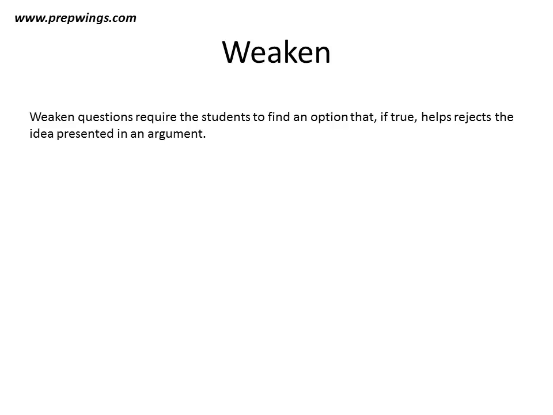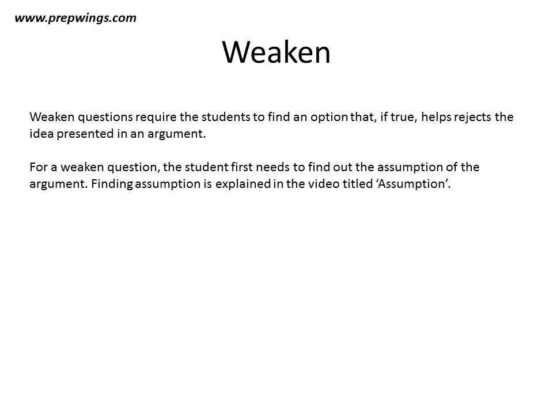Okay, in this video we'll cover the weaken question. In a weaken question, a student needs to find an option that, if true, helps reject the idea presented in an argument. So for a weaken question, the student first needs to find out the assumption of the argument. We have already covered how to find an assumption in the video titled Assumption. You can go through that video. So for the weaken question, after we find out the assumption, any option that will make the assumption false will weaken the argument.